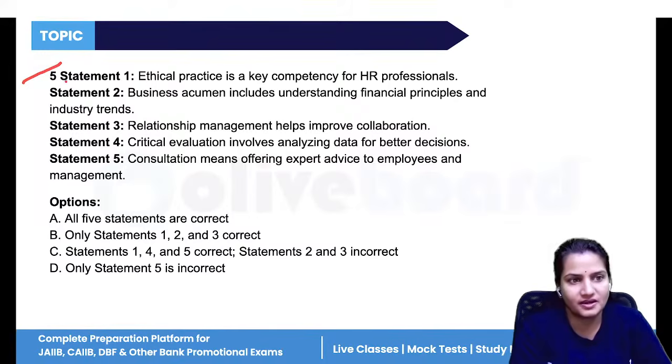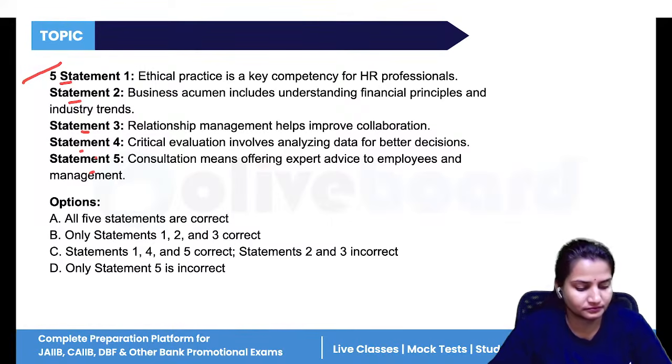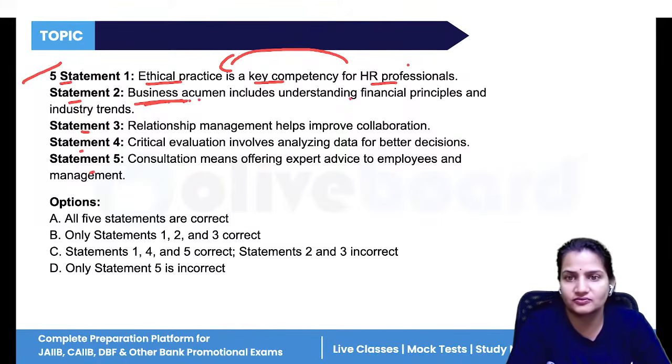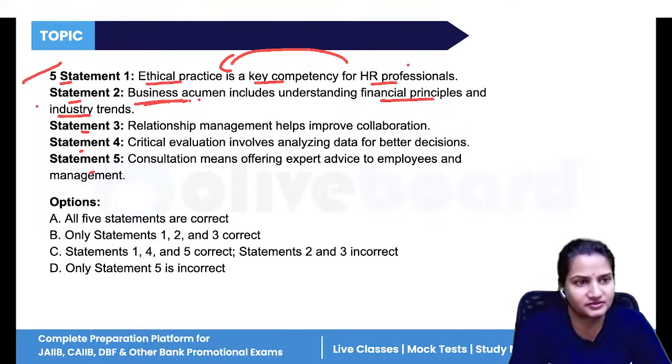Again, 5 statements are given to you. What does the first statement say? Ethical practice is a key competency for an HR professional. Yes, HR professionals have to follow moral values and proper ethics also. Now, everything related to business, we have done this, business acumen. So it relates to understanding the principles, rules, and regulations of business and following the trend in the market. Yes, this is also correct.